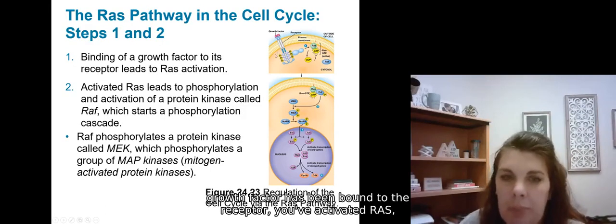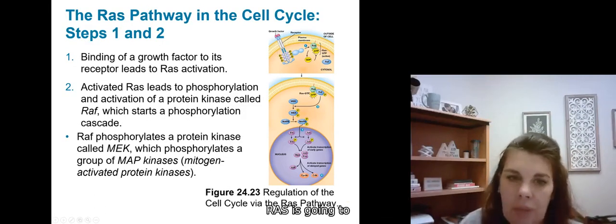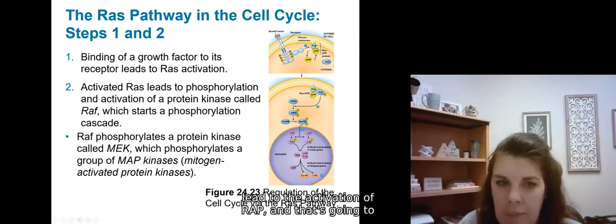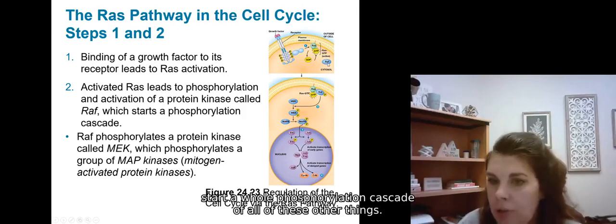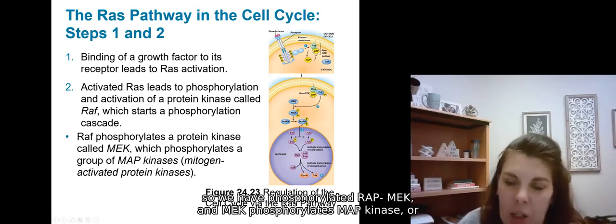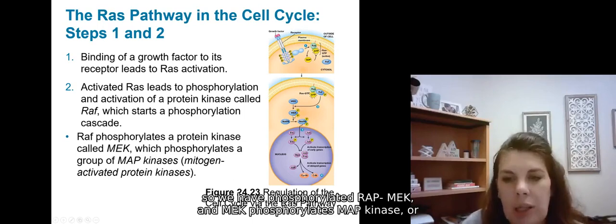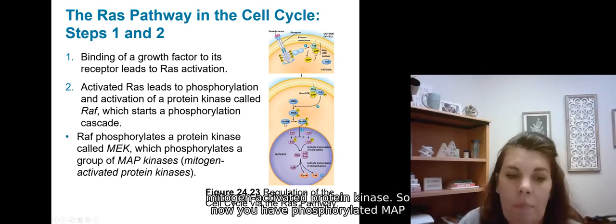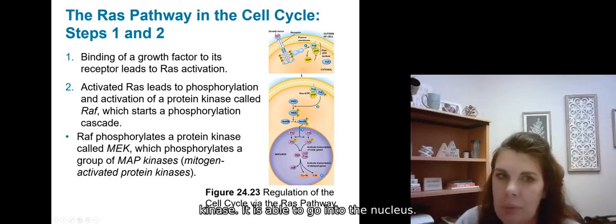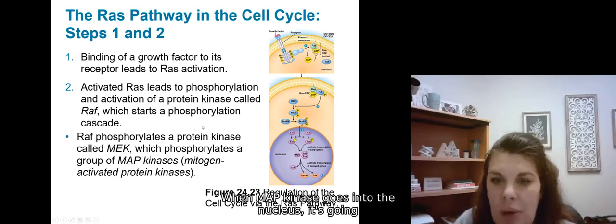So the growth factor has been bound to the receptor, you've activated RAS. RAS is going to lead to the activation of RAF, and that's going to start a whole phosphorylation cascade of all of these other things. RAF is going to phosphorylate MEK, so you have phosphorylated MEK, and MEK phosphorylates MAP kinase, or mitogen activated protein kinase. So now you have phosphorylated MAP kinase, which is able to go into the nucleus.